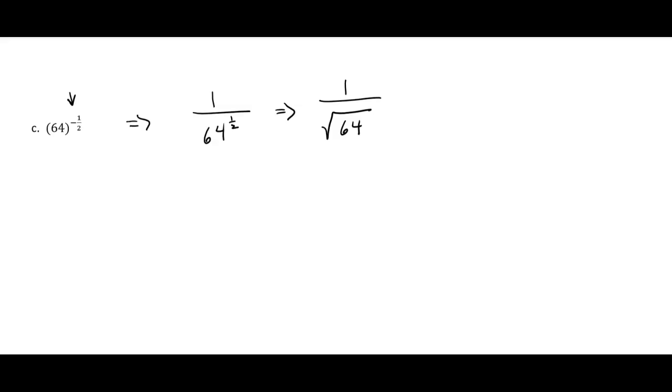You're either in the numerator or you're in the denominator. So this one has a negative exponent, so we move 64 to the denominator and make it 64 to the positive 1/2. All right. Then we changed our 1/2 into the radical notation. So then it was not 64 to the 1/2, but the square root of 64. All right, we're almost done. So that's going to be 1 over 8.